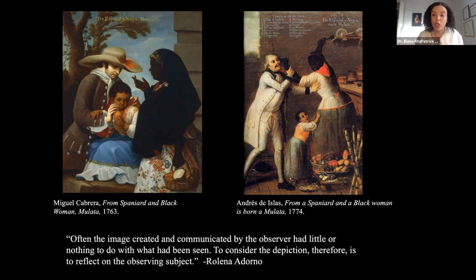So I brought in this quotation by Elena Adorno, and I have students discuss it. What she says is, often the image created and communicated by the observer had little or nothing to do with what had been seen. To consider the depiction, therefore, is to reflect on the observing subject. So the Casta painting tells us not specifically about the African woman and the Spanish husband and their mulata daughter. It actually tells us more about how the Spanish or Creole audience wanted to position, view and reify these stereotypes around these types of people.